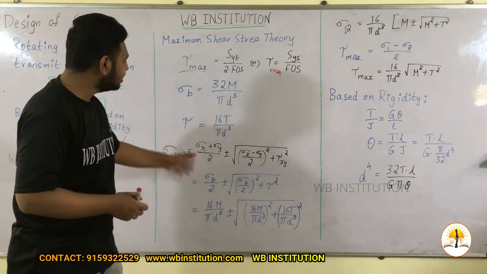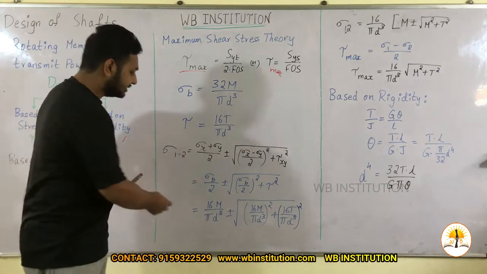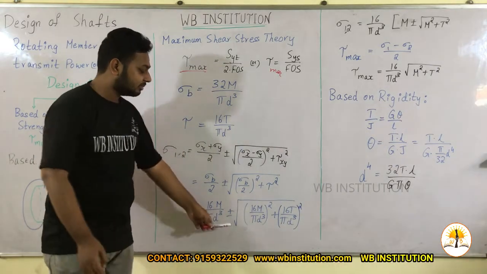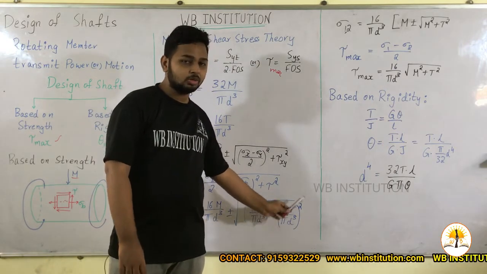Now substituting the values of the stresses sigma b and tau in this equation, we get 16M by pi d cube plus or minus root of 16M by pi d cube whole square plus 16T by pi d cube whole square.